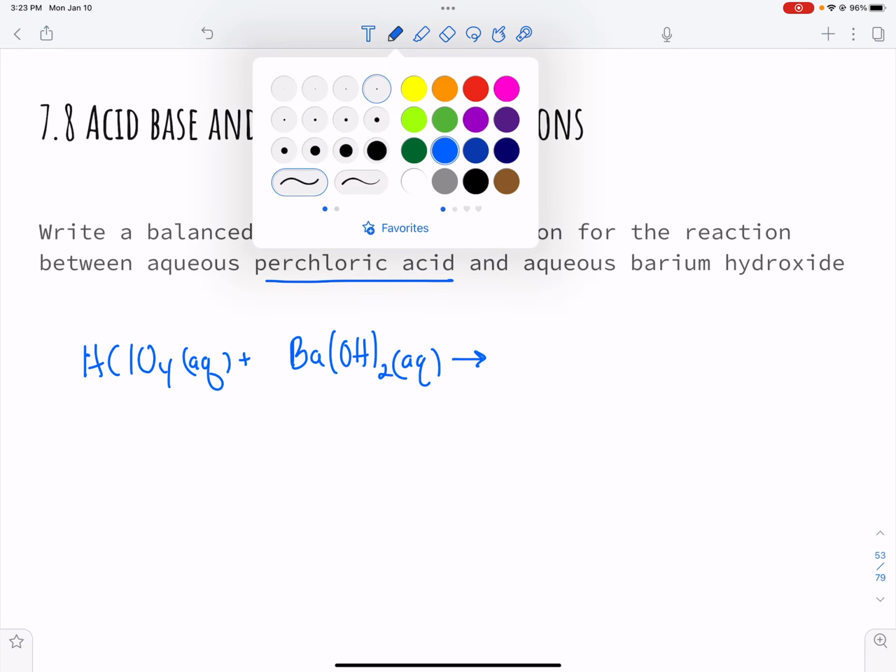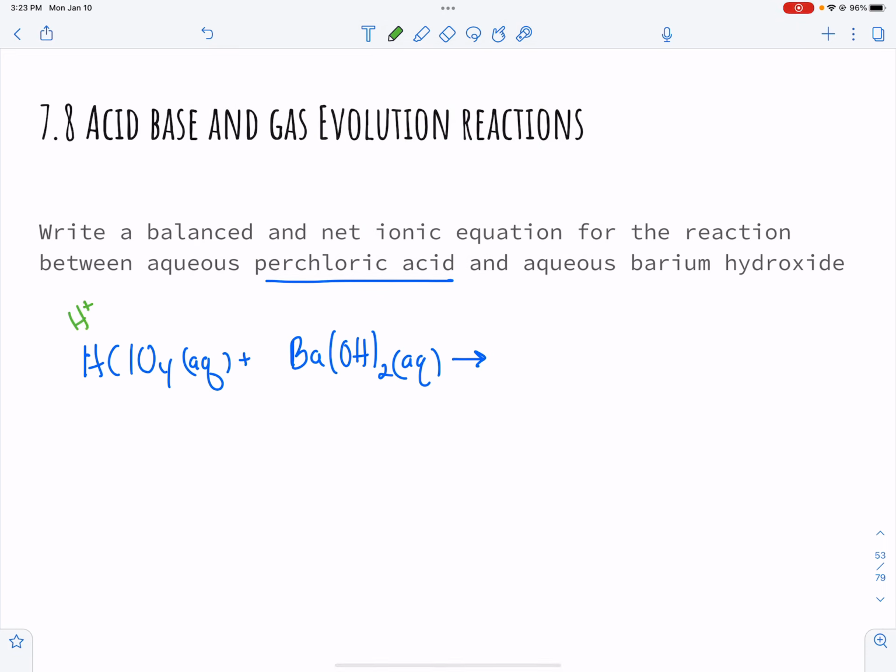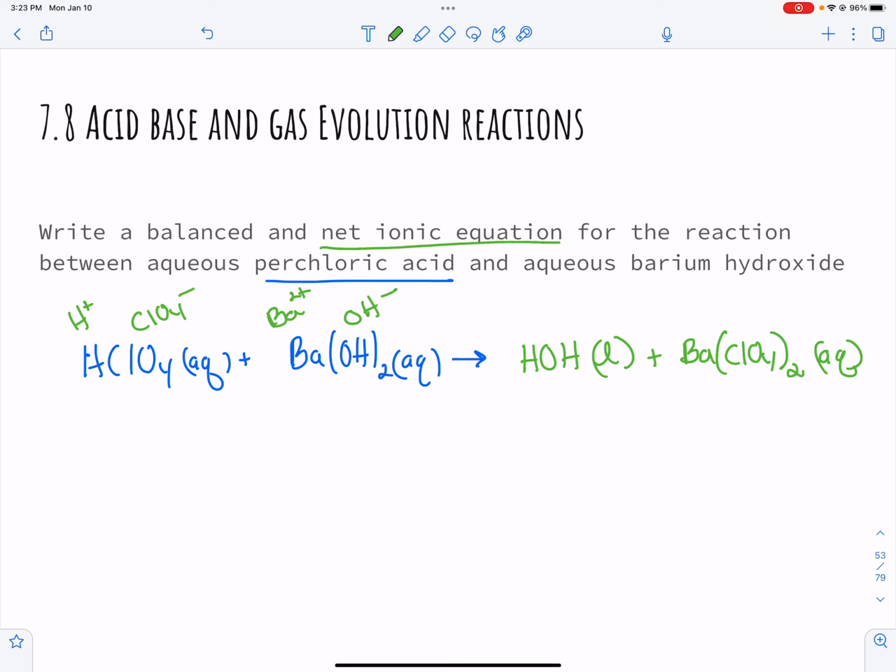And what are they going to form, right? Look at the ions that they are made of. The positive of one and the negative of the other. There's my water, and barium perchlorate. And that's aqueous, right? It wants the net ionic equation also. I break up everything. That is aqueous on both sides.